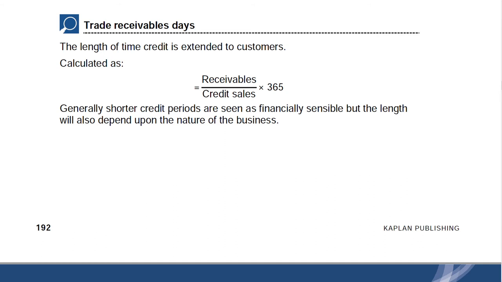So receivable divided by credit sales into 365 days. What does it say? The shorter the credit period, that means the shorter the number of days, the better it is. That means your customers are very quick in paying you. But it also depends on the nature of the business. In some businesses, customers take longer to pay. Some pay sooner. Again, you have to check the industry. It depends on the industry. But generally, shorter credit periods are good.